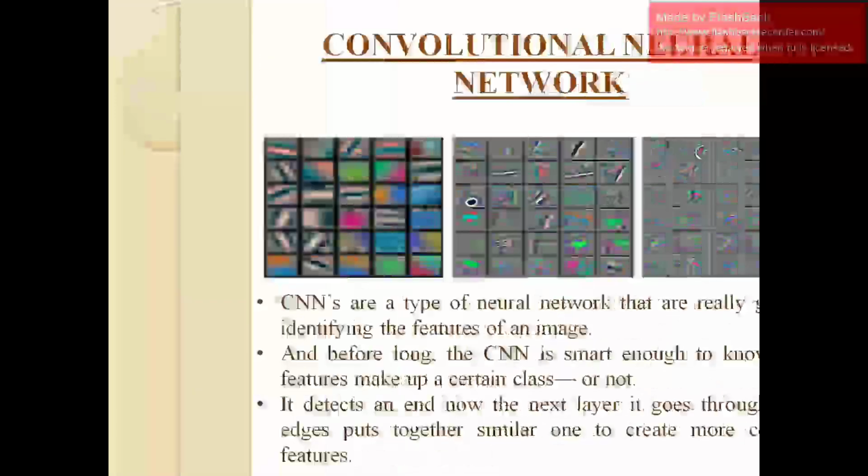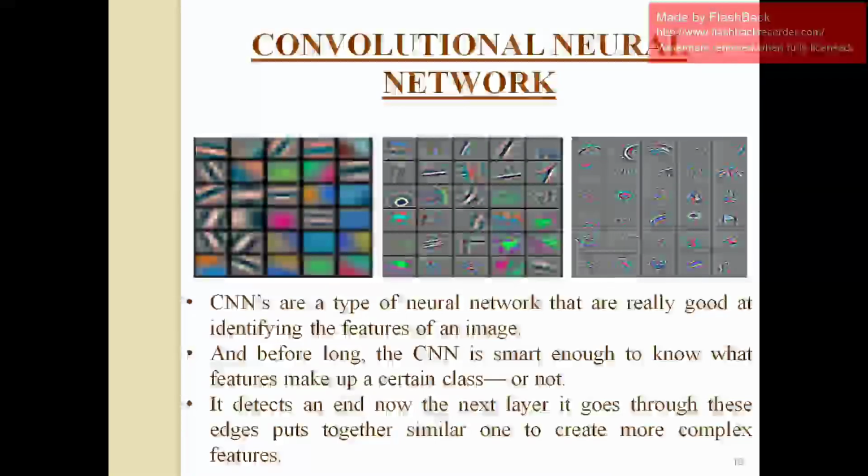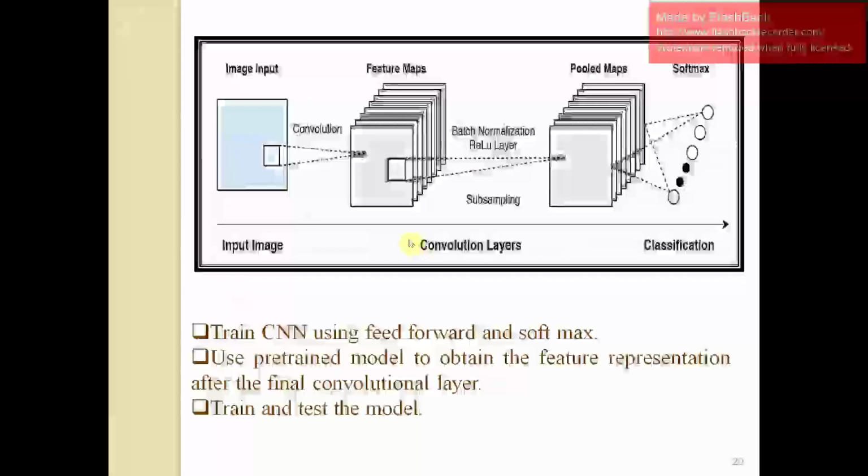But wait, before moving further, let us understand what a convolutional neural network is. CNNs are a type of neural network that are really good at identifying the features of an image. Before long, the CNN is smart enough to know what features make up a certain class or not. It detects edges, and then the next layer goes through these edges and puts similar ones together to create more complex features. Here is the diagram.